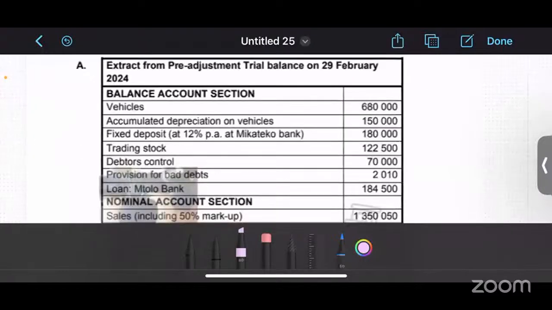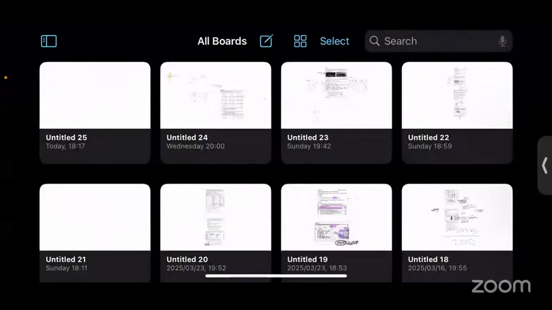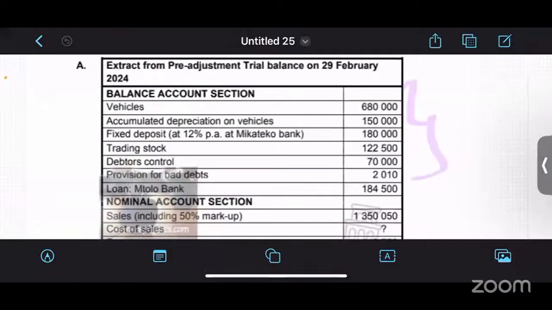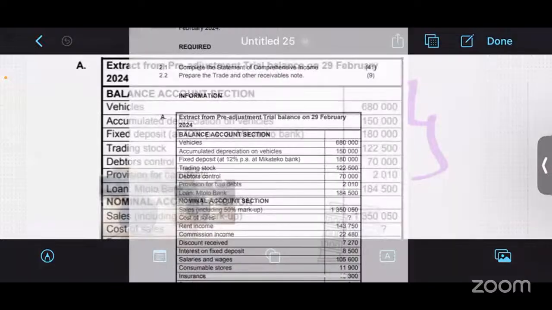They say extract from pre-adjustment trial balance on the 29th February 2024. They say balance account section. So this part, guys, that says balance account section, this is the section that you're going to use the most when you are preparing a statement of financial position, which is your balance sheet.